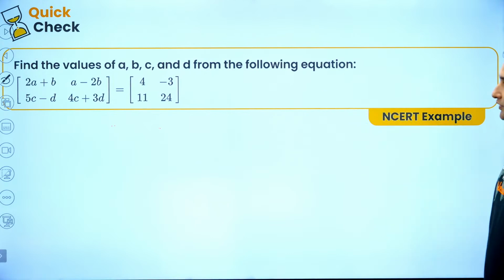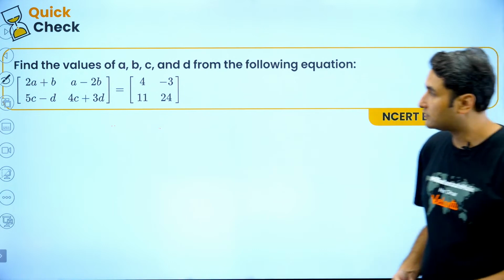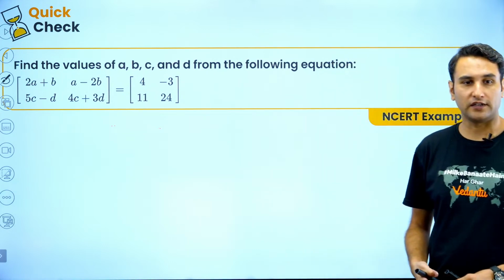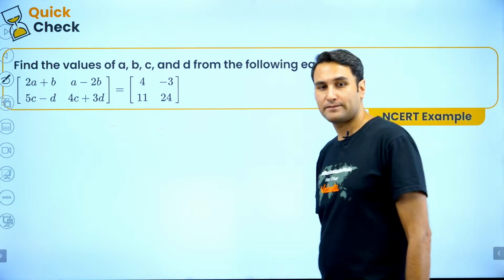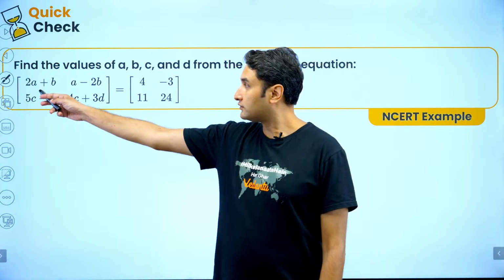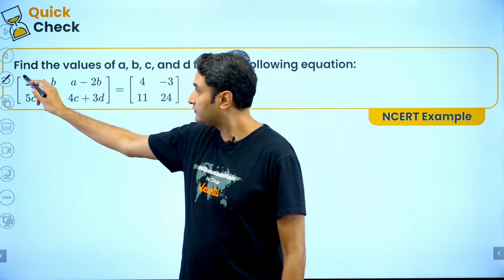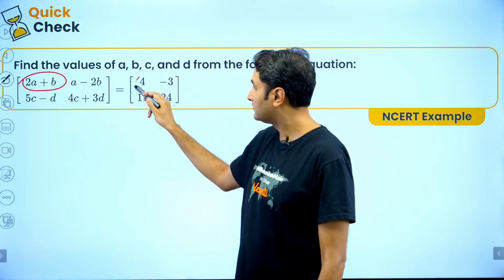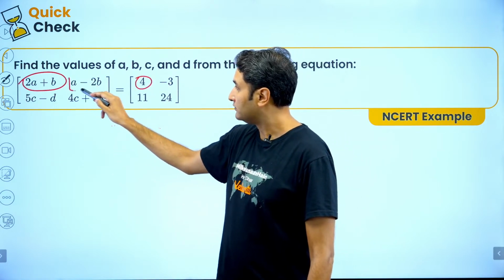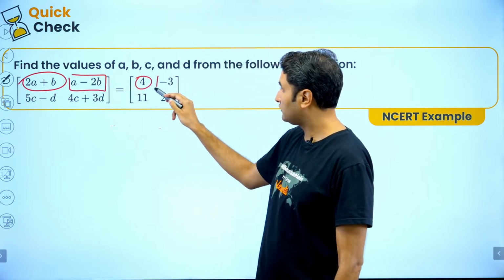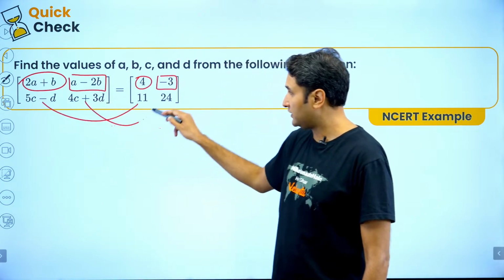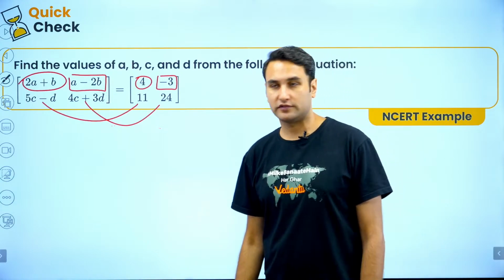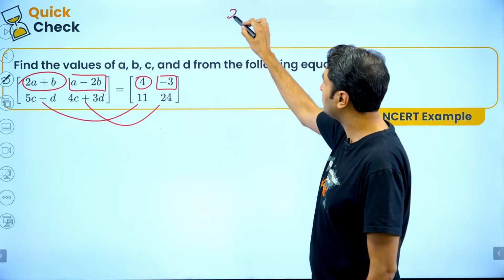Can you tell me this one? Find the values of A, B, C and D from the following equations. You have to find out the value of A, B, C and D. Can you do it very quickly? Just do the calculations very fast. For the equality, this same, this one and this one same, this one same and this one same. You can do it, I believe. I'm just writing the values and leaving it for you to calculate.